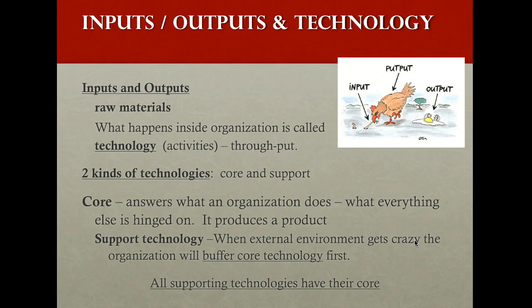If you wanted to use a spin on the word technology, you can use it in this way. However, organizations have two kinds of technologies, core and support. Core technologies answer what an organization does, what everything is hinged on. It produces a product. You'll know something is support technology when the external environment gets crazy, because the organization will buffer core technology first. If you think about when some sort of budget crisis comes along, what gets cut first from an organization? That is usually support technology. And all supporting technologies have their core.